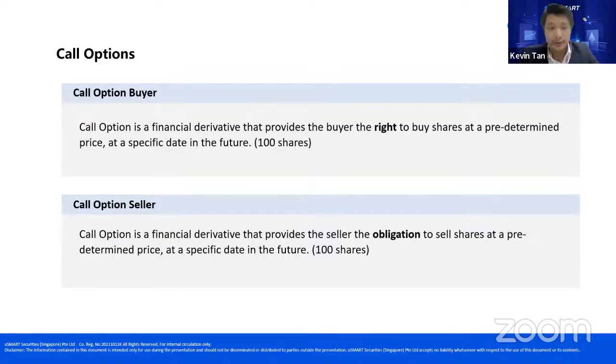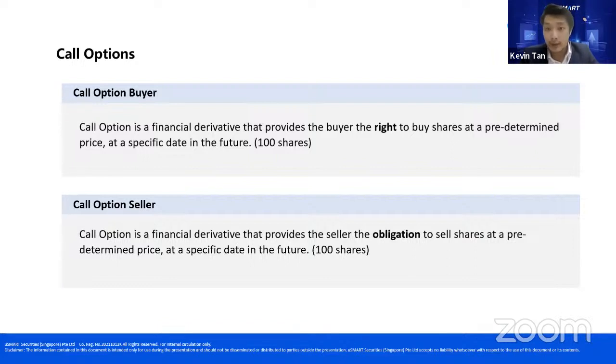So a call option in this case is a financial derivative that provides the buyer the right to buy shares at a predetermined price at a specific date in the future. And usually option contracts come in a form of 100 shares. So if you are a call option buyer, you will have the right to buy 100 shares of any specific company at a certain price in the future.